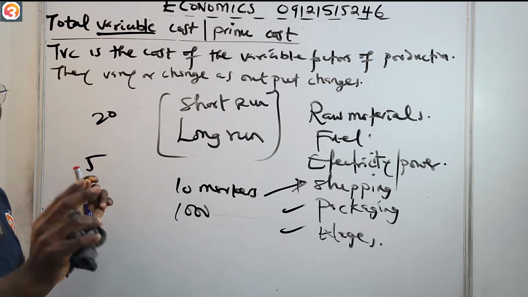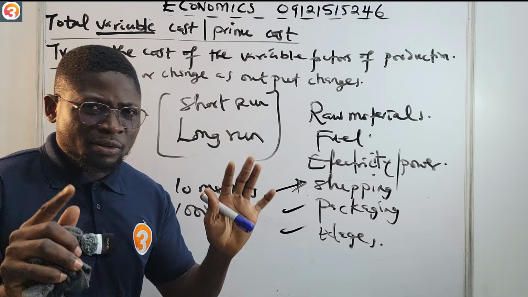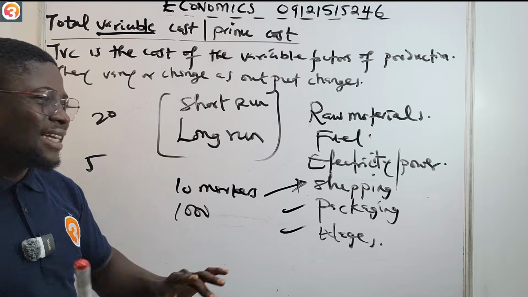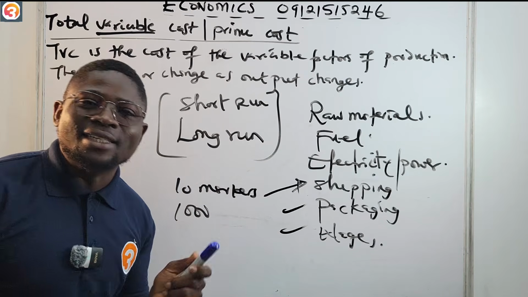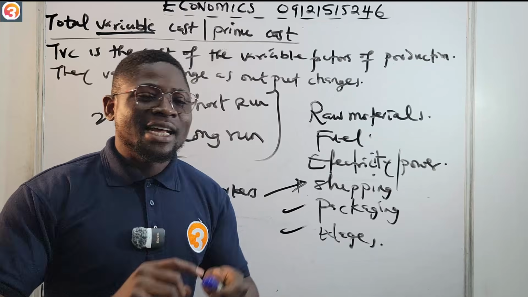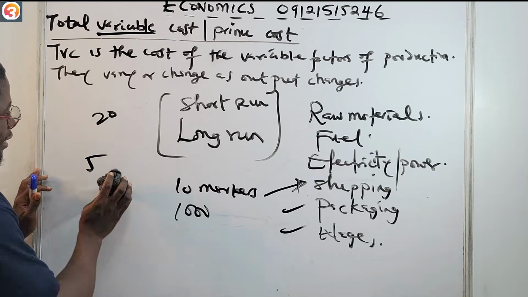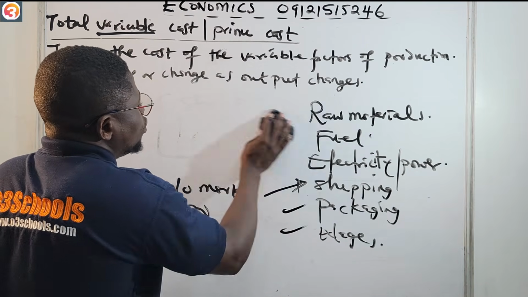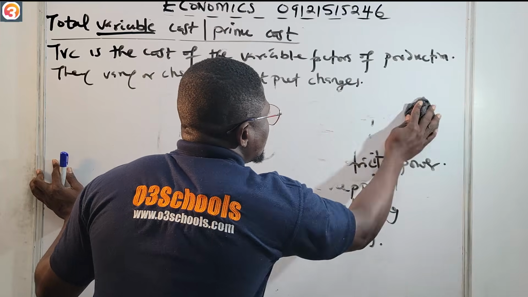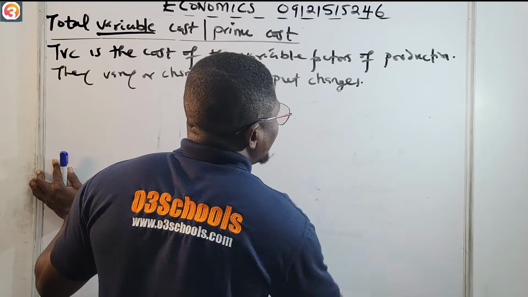So this is what's called total variable cost or prime cost. There's no way you should be asked any question on TVC and you won't know it. You remember that Master T has dealt a big blow on it. So let us go to the next one, which is the total fixed cost.